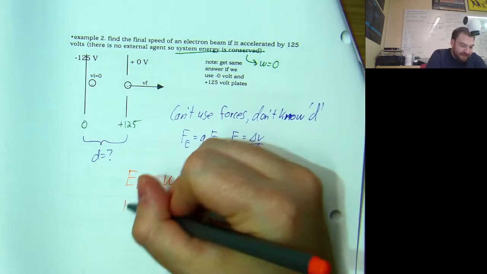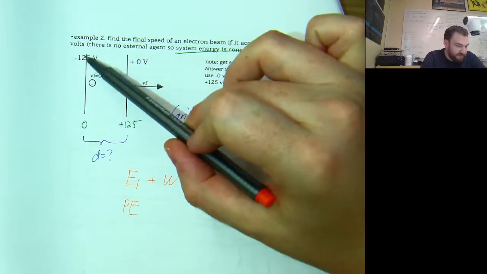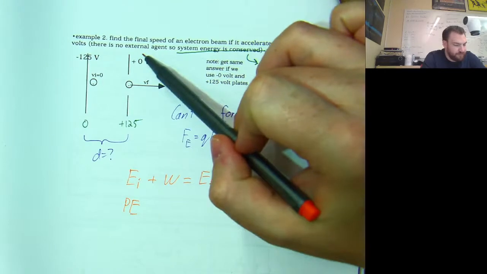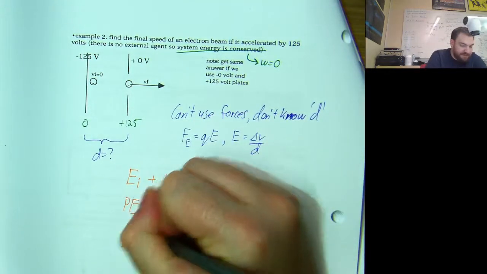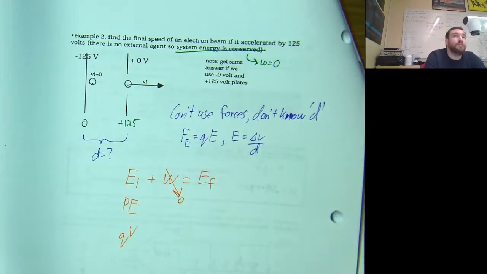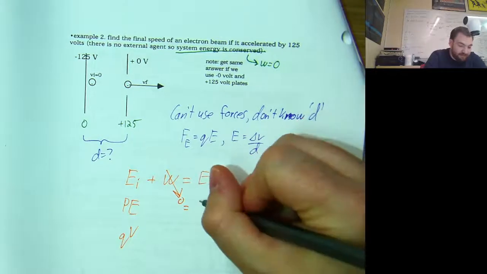At the beginning, this thing has potential energy because I do have some voltage here, and I've got no voltage here. And energy is given by Q times V. There is no work because we're told that system energy is conserved. What kind of energy exists at the end? It's kinetic.